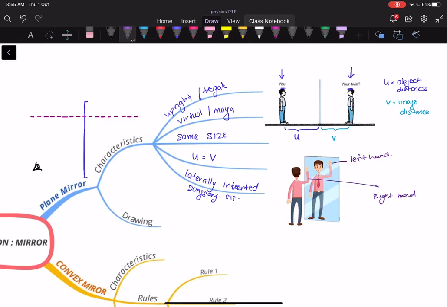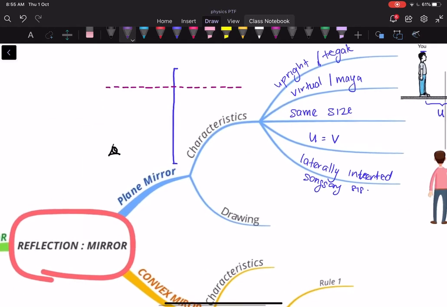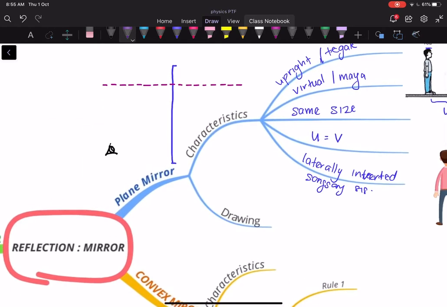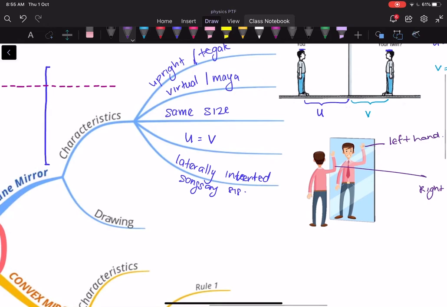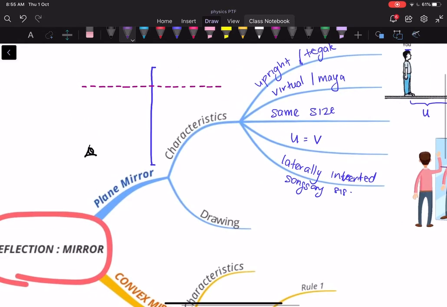In this drawing here, we're going to learn how to draw a ray diagram to show the formation of an image by using a mirror. So, selalunya, remember we already learned object distance dengan image distance sama ya. U dengan V dia sama. So, katakan I have an object at this point here. I'm going to place my object and I'm going to call this O. O here is the object.